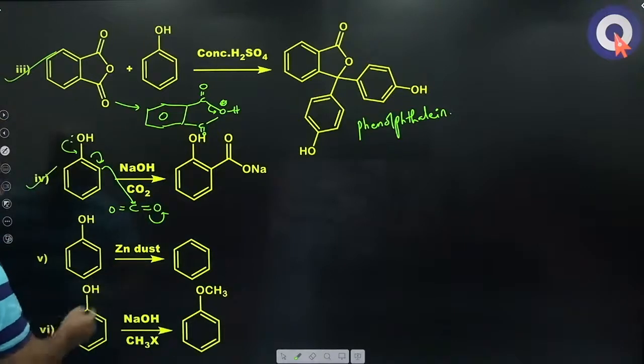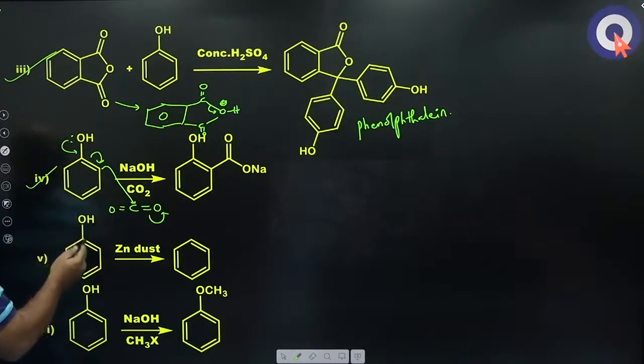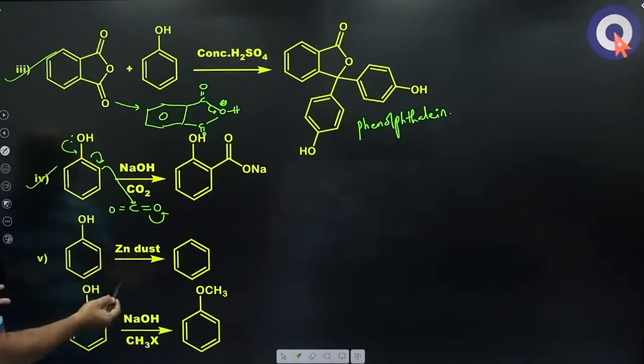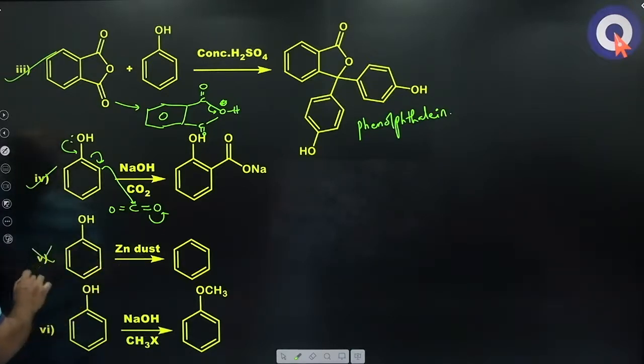Now zinc dust we are using, and we just say removal of this. So it's not a substitution, nothing. We just removed that oxygen. So it is like a reduction process. So this is not an electrophilic substitution.